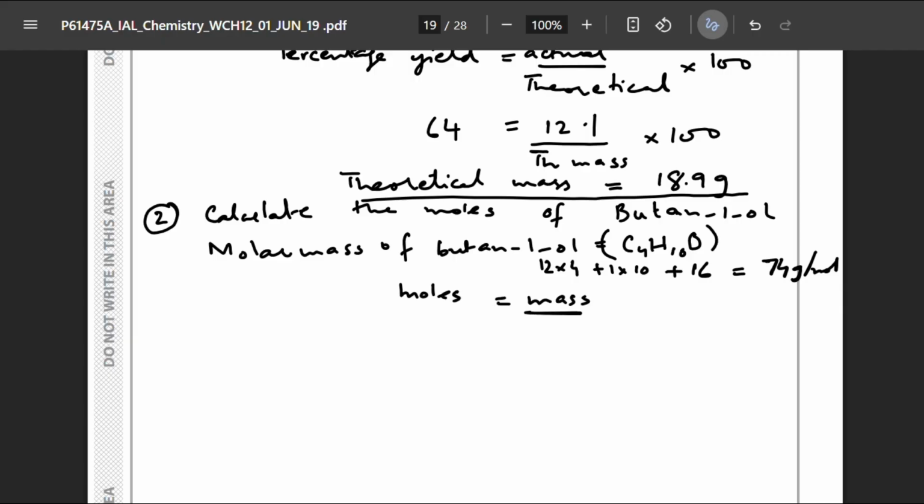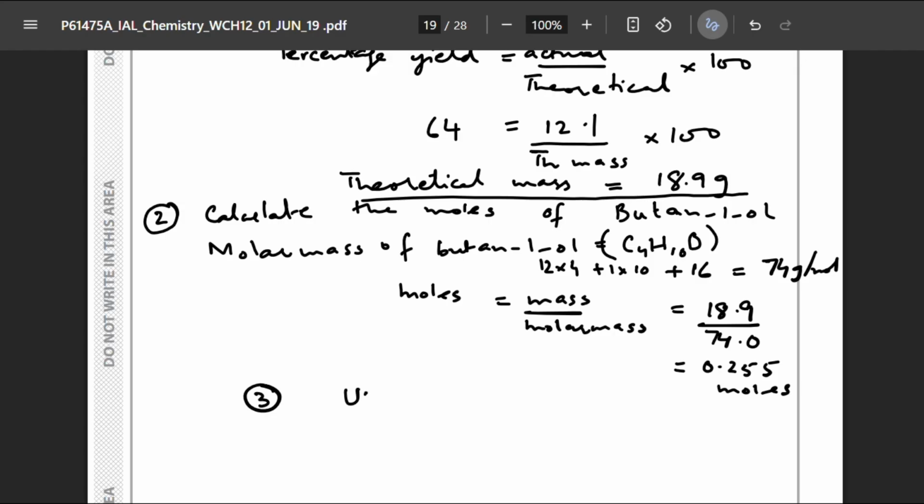Now we have the molar mass of butan-1-ol, so we can find the number of moles. The moles is equal to mass over molar mass. We have the mass 18.9 grams. We have the molar mass 74 grams per mole. So the moles of butan-1-ol are 0.255.